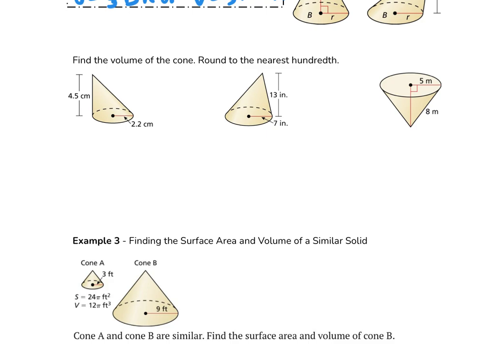So let's look at the very first one. Actually, we'll skip the first one and go to the second one. My radius is 7. My height is 13. So we have r, we have h, we're ready to go. We have everything that we need to find the volume. So that's always good news when we have everything that we need.